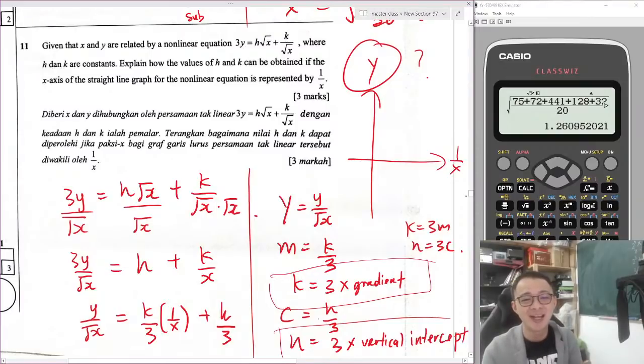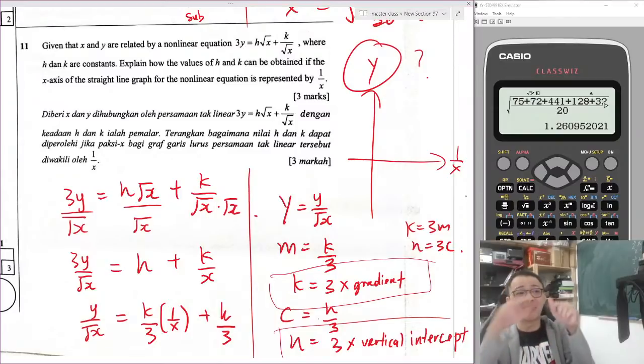If we say let m equal the gradient, it's better you do it that way. Let m be your gradient and c your y-intercept. In linear law, normally I don't call it a y-intercept. If you want to write y-intercept, make sure you write capital Y, because normally I just call it a vertical intercept. It's no longer y, right? Your y-axis supposedly is y over square root x here.